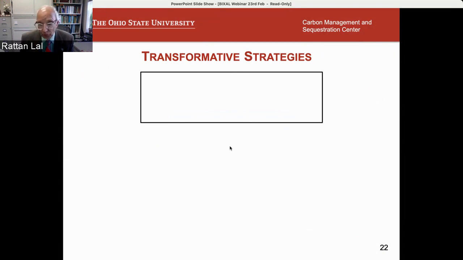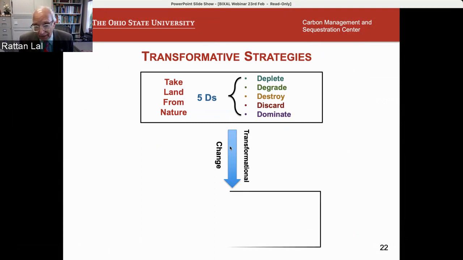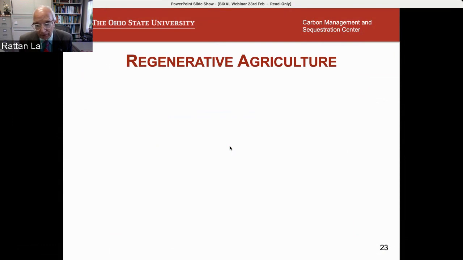The current business as usual, as we have discussed, is characterized by 5D. Humanity has depleted, degraded, destroyed, discarded, and dominated nature. In addition, we should think about how to reduce our needs so that we can share some of those resources with another habitat of the planet, the biodiversity. And therefore, that transformation is with 5R. And what are the R's? Reduce, reuse, recycle, regenerate, and restore, so that some of the land can be returned back to nature. That's the philosophy. That's the concept that we want to talk about.